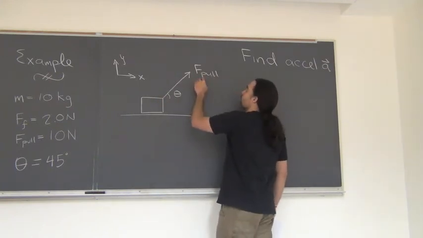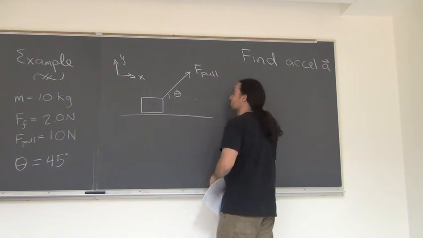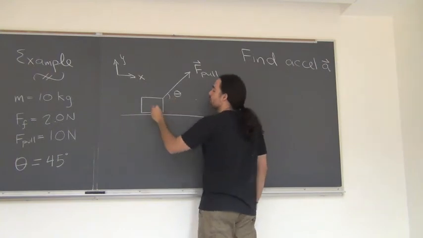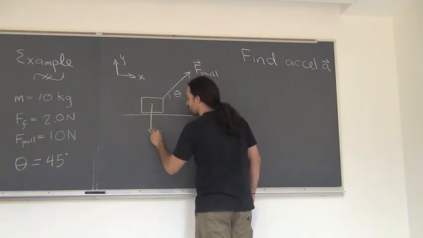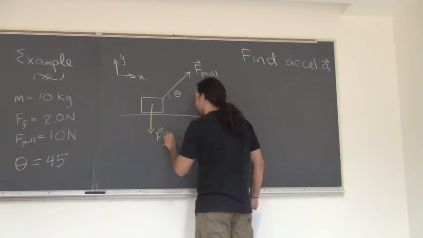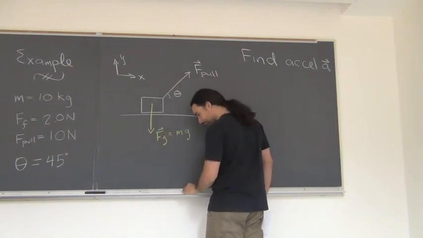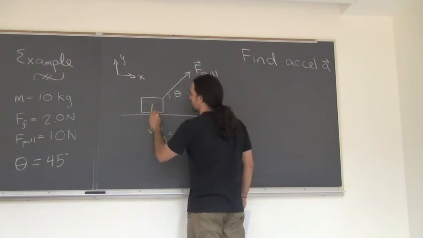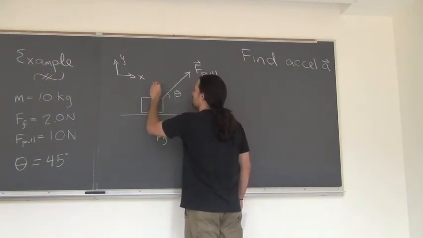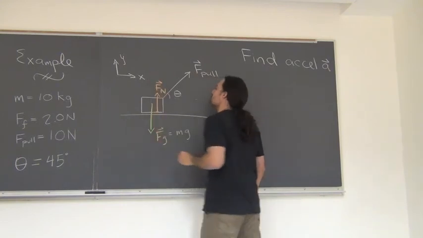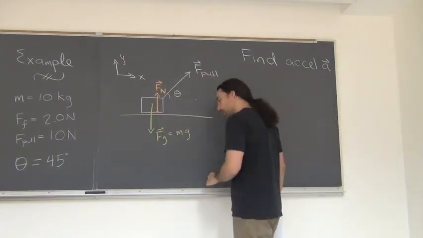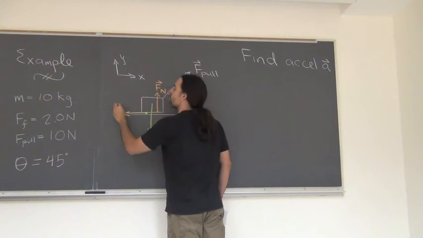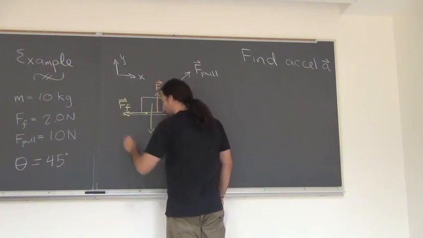So I know already that there's a force F pull. Really, I should put a vector hat on there because it's a vector. Pulling up and to the right. There's some force of gravity, which is equal to mg, pulling down. Let's see. There's a normal force, which I will call Fn, pulling up. And then finally, there's the force of friction pulling back.